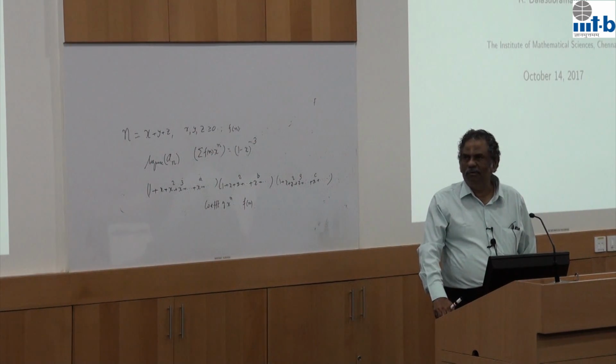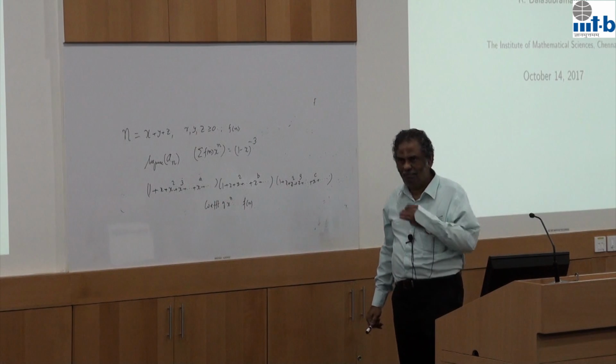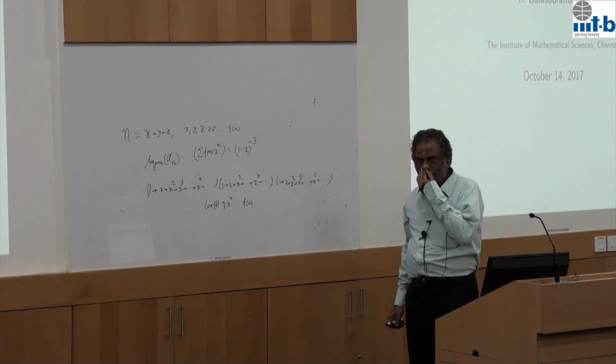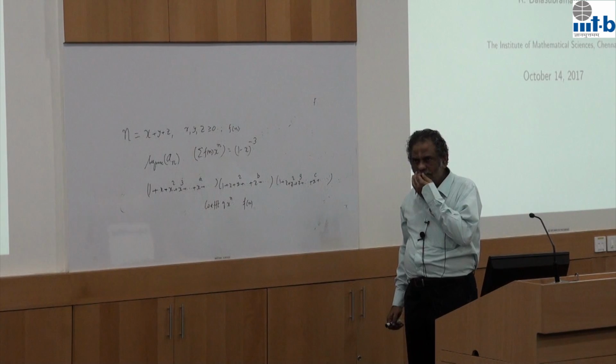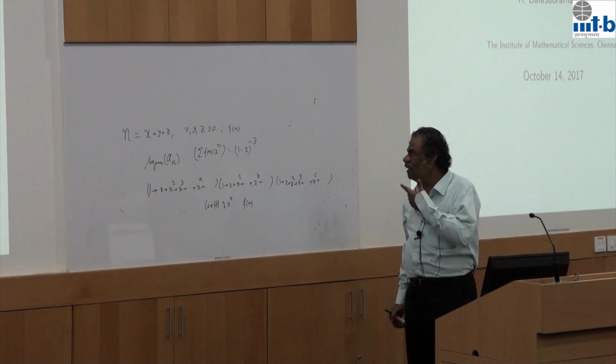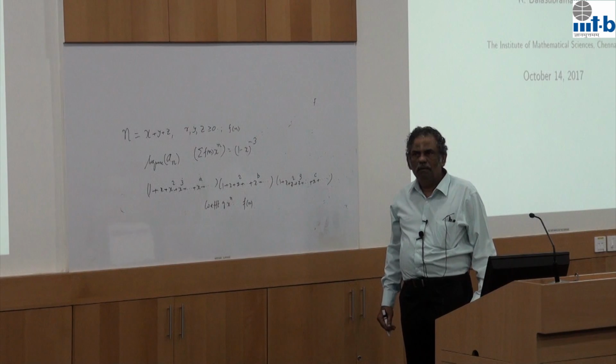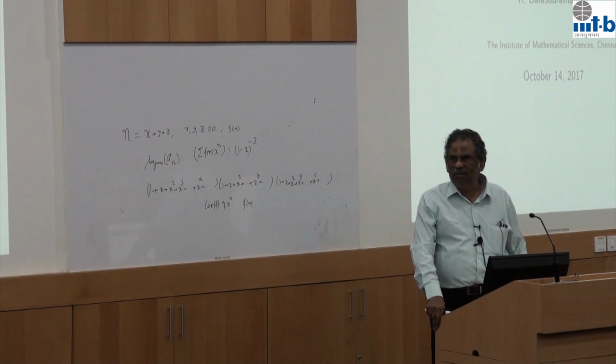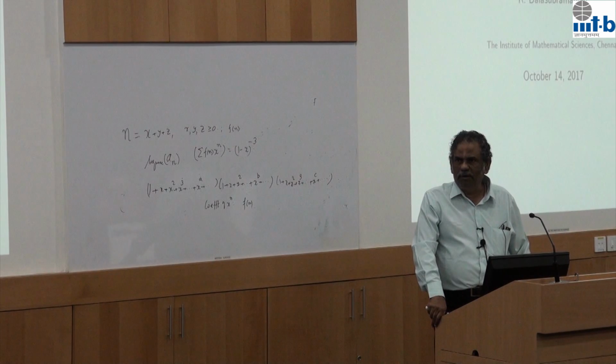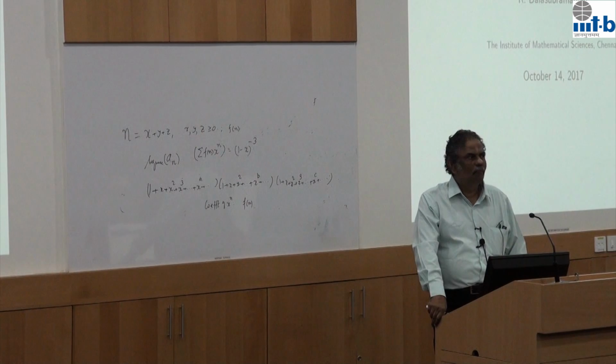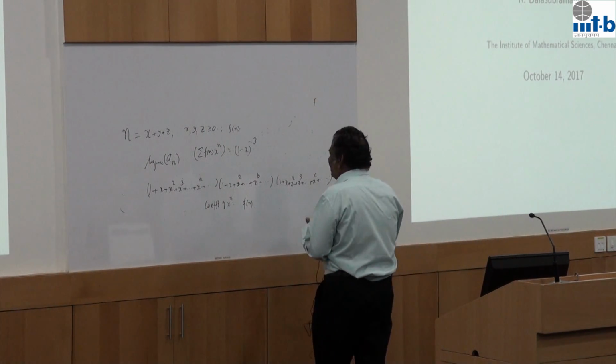And what is the coefficient? How will this go? How is the expansion of 1 minus x power minus 3? It goes like 1 plus 3x plus 3 into 4 by 1 into 2 x square plus 3 into 4 into 5 by 1 into 2 into 3 x cube, etc. Correct? And what is the coefficient of x power n there? Good. I will give the answer and then I will leave you to check.